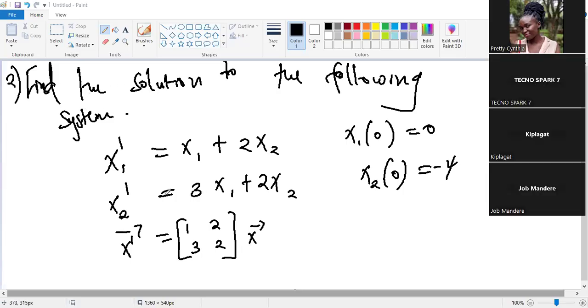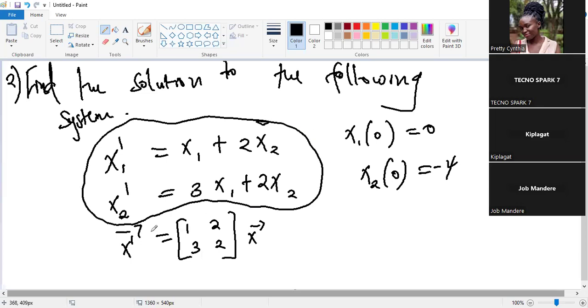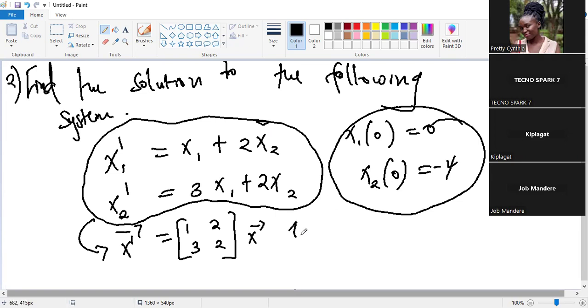Now, this question is just the same as what we did initially. The difference is that it was not given in matrix form. So this was the question. We've written it in matrix form. These are the same conditions that the other question had. So no need to solve it.